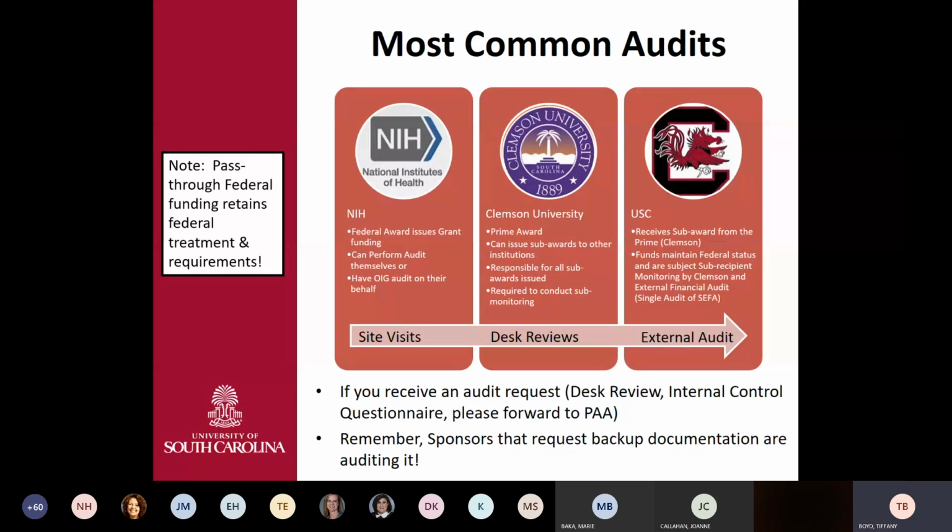And then Clemson, like we mentioned here, can issue subawards to other institutions. In this example, it's us, and they're responsible for all the subawards they issue, and they're required to conduct sub-recipient monitoring. And then USC, we received that subaward from Clemson, and so the funds maintain that federal status and are subject to the same rules. And so both Clemson and USC will be audited by external auditors because those awards will have to be on our SEFA and audited in our single audit every year.